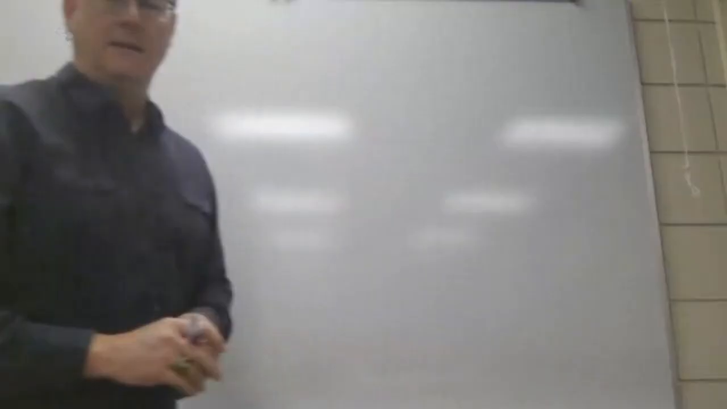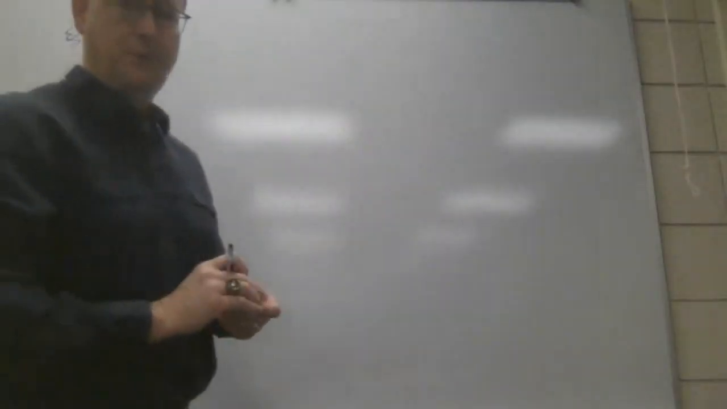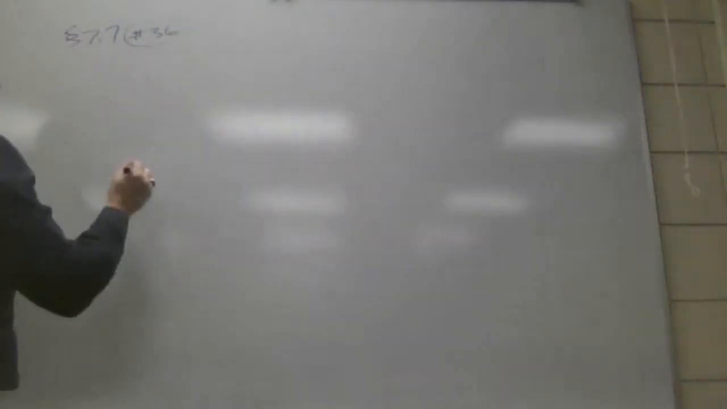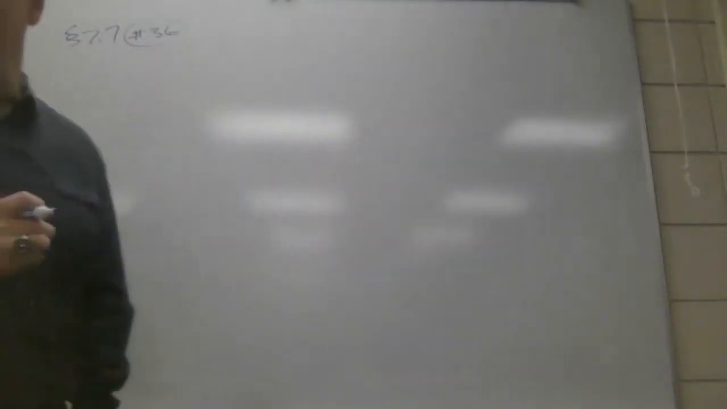Remember this one, it was a doozy. All right, we're gonna review sections 7.7 through 7.9 for your viewing pleasure, but we're gonna go to 7.7 number 36, and this is Cauchy's mean value theorem.